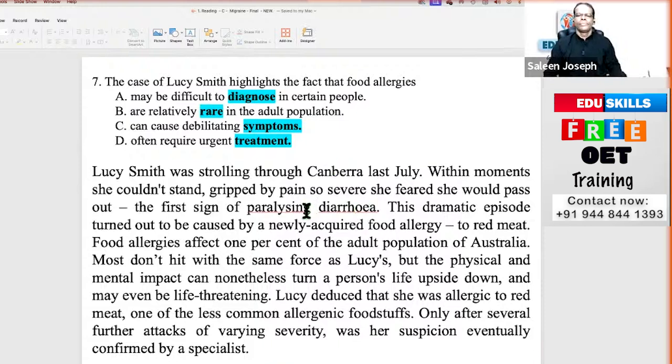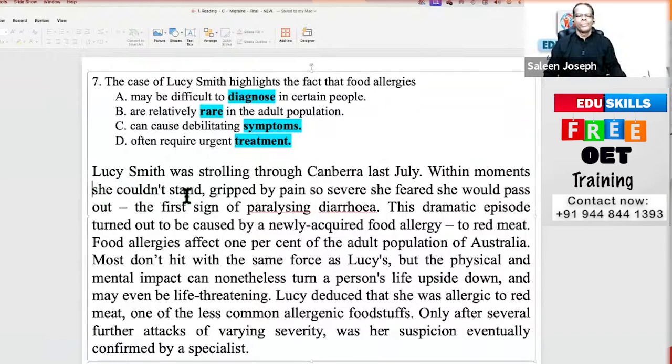No, Father. So in the first sentence itself, Lucy Smith was strolling through Canberra last July. Strolling means walking. Canberra is a city in Australia. So what happened to her? She was walking. Within moments, she couldn't stand, gripped by pain so severe she feared she would pass out. The first sign of paralyzing diarrhea. So among these four, do you find diagnosis, prevalence, treatment or symptoms? Symptoms. She couldn't stand is a symptom, right?